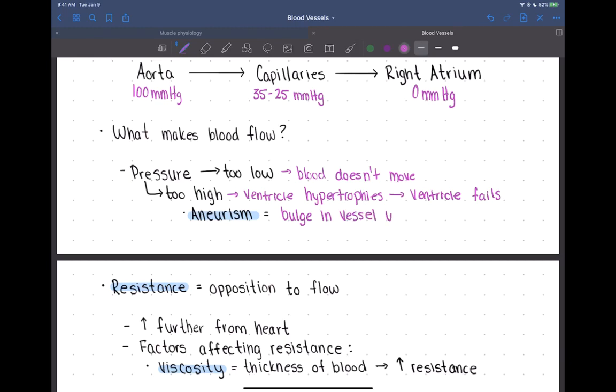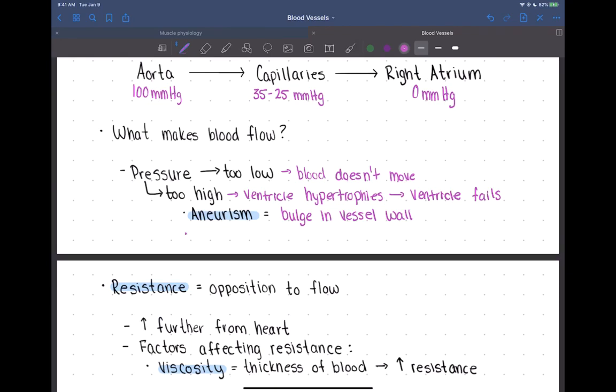In a vessel wall, that pressure just pushing on the wall of the blood vessel will eventually weaken it. It'll start to thin because of that pressure, and then you'll have these bulges in the vessel wall. And a problem with that would be, potentially, if it becomes thin enough, it could burst or rupture, and then you could have an internal bleed.